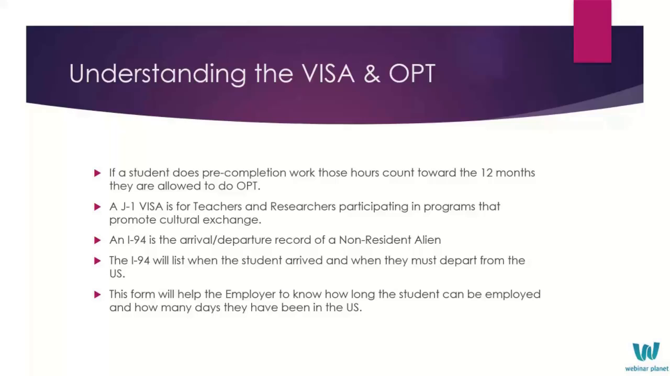Now, the next type of visa is the J1 visa, which is for teachers and researchers who are participating in a program that promotes cultural exchange. So that allows them to come over and do those things. And they also have a specific period of time that they can be here, and that's why the I-94 comes into play.